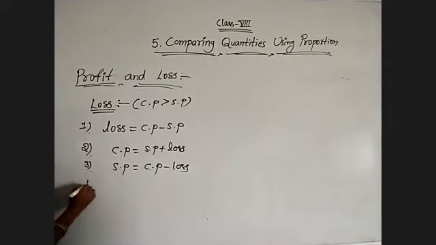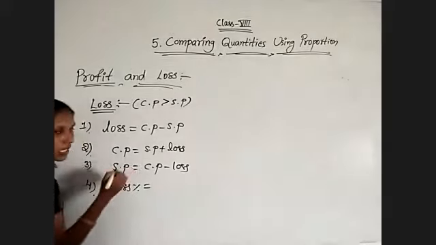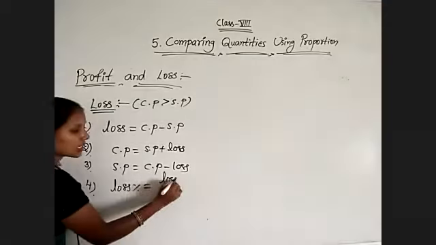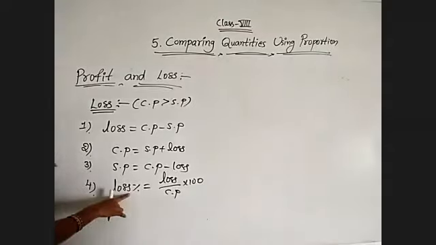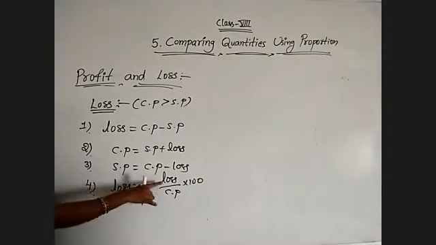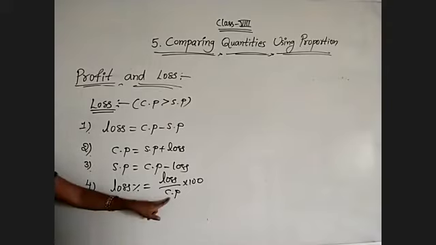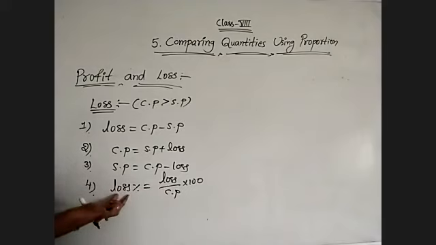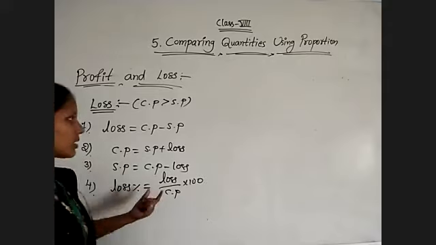And now coming to the fourth one, loss percentage. Percentage of loss is equal to loss by CP into 100. The original value only we have to take whenever we are dealing with percentage. So loss by CP into 100. This is the formula for loss percent. Depending on this, we have several formulas, like to get CP, loss percentage into CP by 100. By 100 means the percentage is already there.